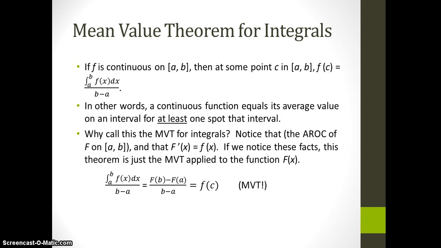As you can see on the screen there, the integral from a to b of f of x dx over b minus a is the average rate of change for capital F, which will then be equal to little f at some point c. Hey, that looks like the MVT, except for capital F. One way of rearranging it, which will be helpful for the next slide, is to realize that the integral from a to b of f of x dx is equal to f of c times b minus a. Let's take a look at what that means geometrically.